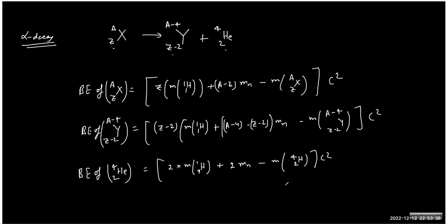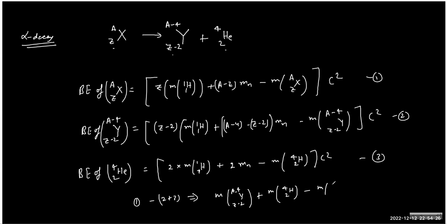Yes. If I make it 1, 2, 3, what is 1 minus 2 plus 3? It is the mass of Y plus the mass of helium minus the mass of X. Correct? So this, plus the mass of helium, right? Helium 2, minus... am I correct? Yes.